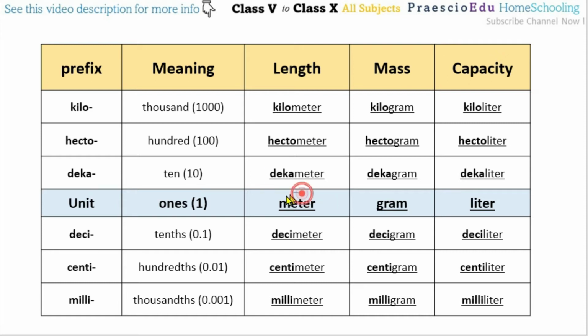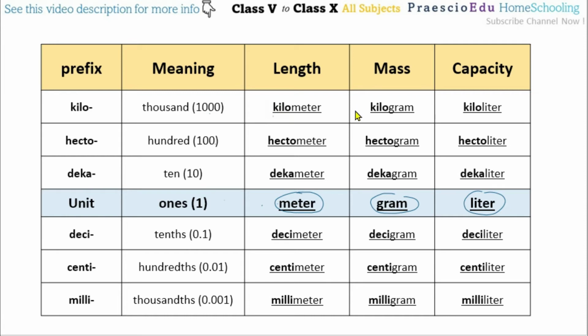For the length, mass and capacity, the main unit is the meter, here the gram, and here the liter, for length, mass and capacity respectively. So this unit means 1. Now if there is a decameter, then that is multiplied by 10. Hecto means 1 meter multiplied by 100, that is 1 hectometer. If we have 1000 meter, then we can say 1 kilometer.